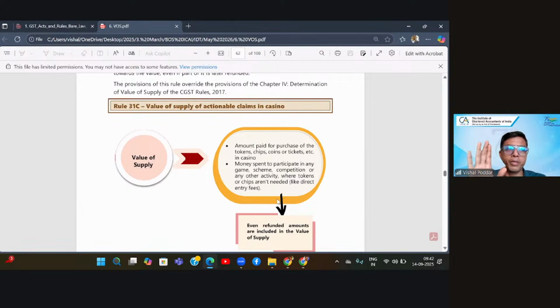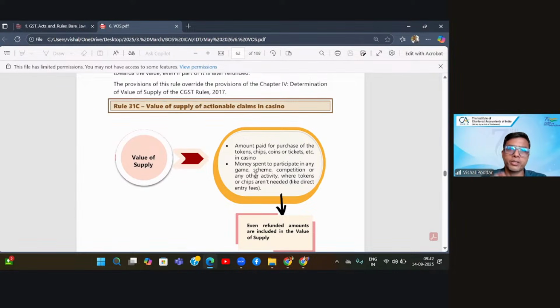So the answer is simple. What will be your value? Your value is the amount which you have spent for buying that token or chip. So when you go to a casino for playing any game in the casino, you have to buy those tokens and chips. That token or chip is the value. Simple. Similar to online gaming, here also, whether you utilize that money or not in actually playing some game, that makes no difference. It will be the taxable value.